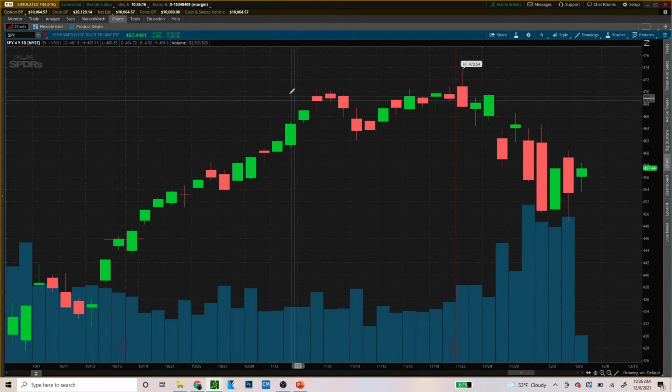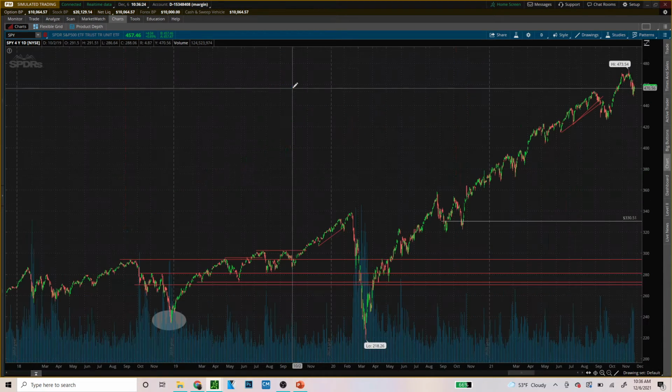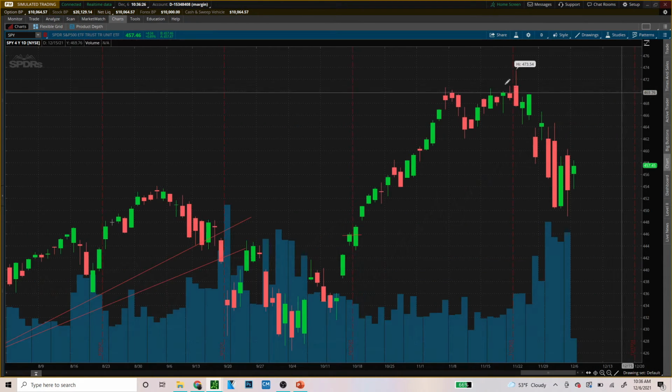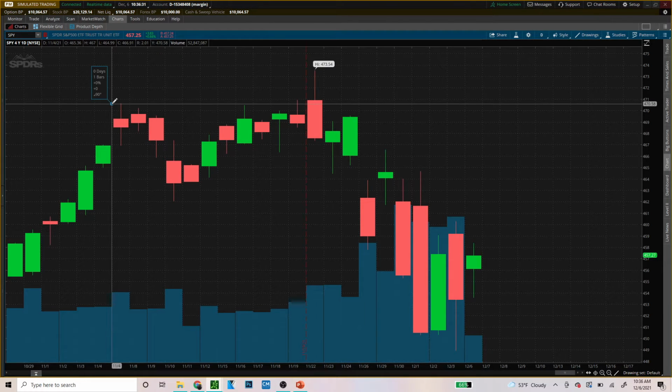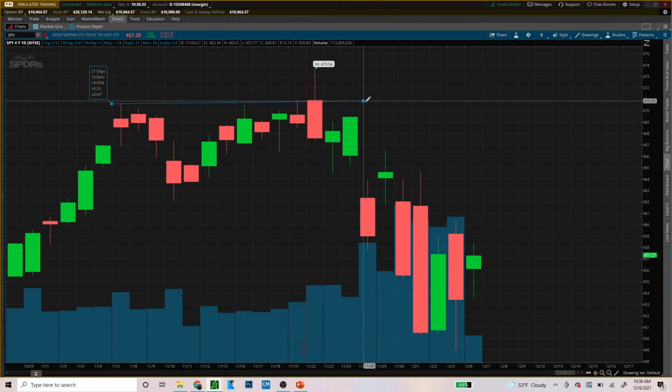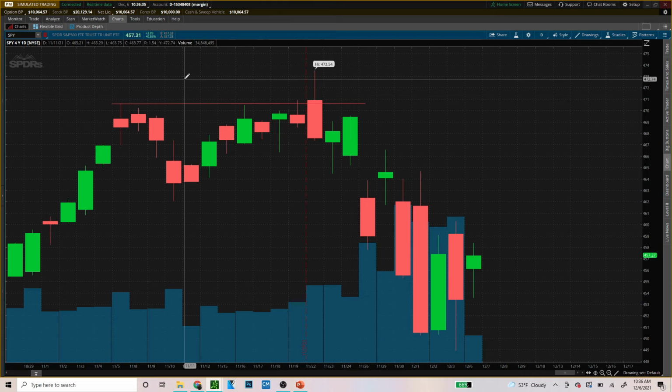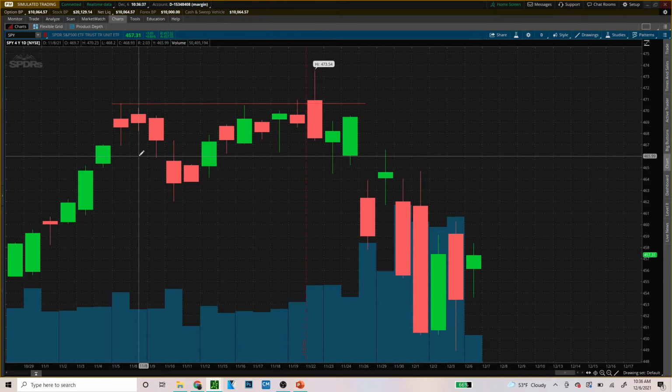But I do want to take a look at this one here. This is a very interesting level right here. I'm going to draw that out. Draw that out there. Because this is when the bears, or the red, started taking control.